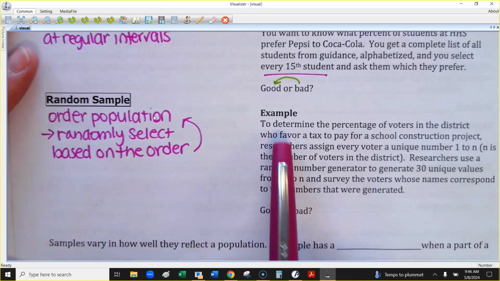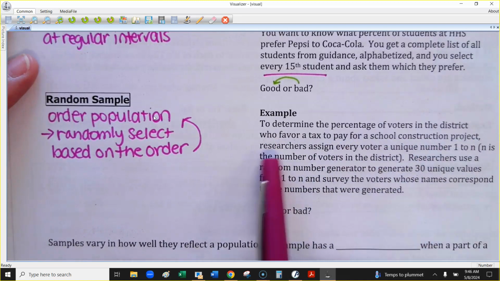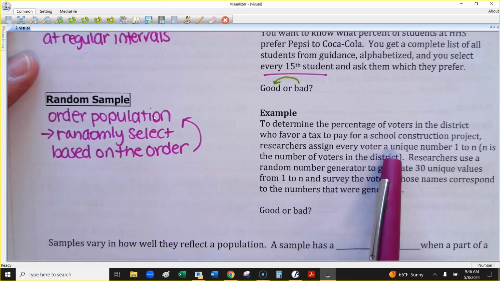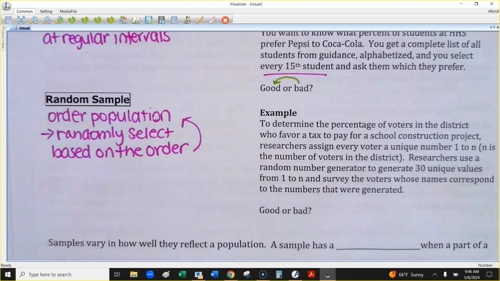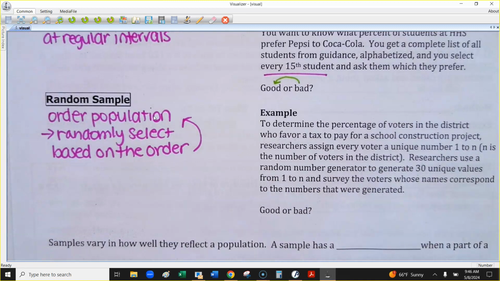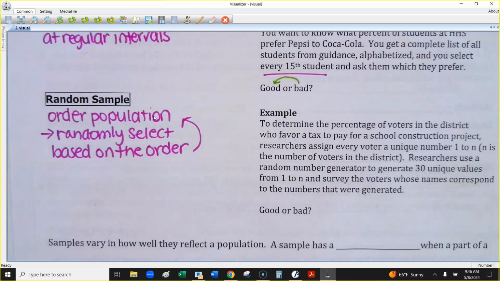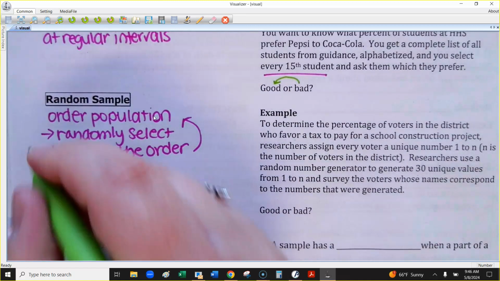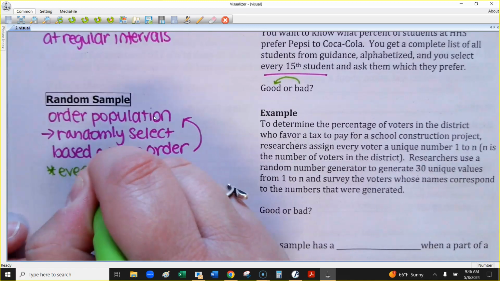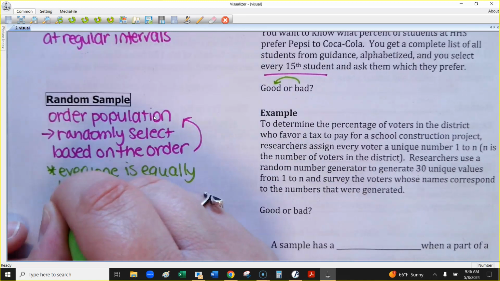So this is to determine the percentage of voters in the district who favor a tax to pay for a school construction project. Researchers assign every voter a unique number, 1 to n. N would represent the total number of people in the district, so that would change depending on where you're at. And then it says researchers use a random number generator, or maybe a computer program, to generate 30 unique values, 1 to n, and survey the voters whose names are associated with that. So it's everyone. The other thing here, everyone in the population is equally likely to be chosen.